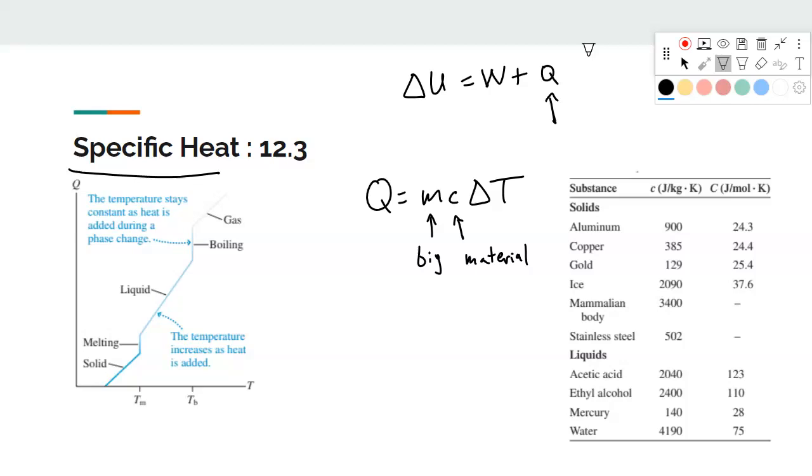But there are two types of specific heat capacity. There's a mass-based specific heat capacity, and there's a molar specific heat capacity. So this is divided by mass, and this is divided by your number of moles. For gases, we tend to want to use the molar heat capacity, whereas for solids, it could be either, depending on your situation. In physics, we tend to use the mass-based one. Chemists love moles, so you'll see that more often in your chemistry classes.